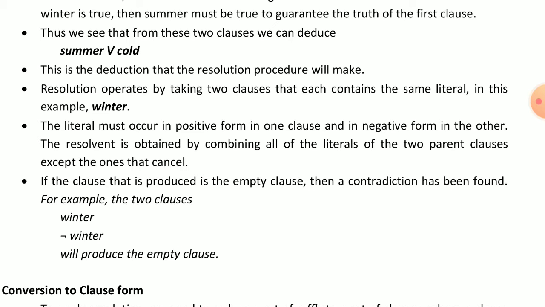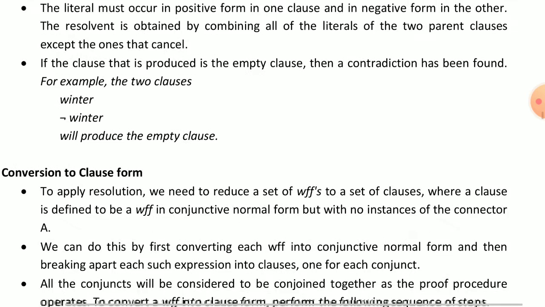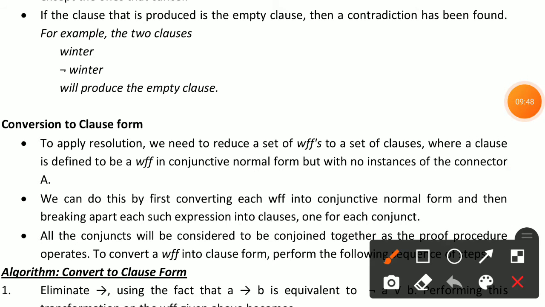Now we can take the example for two clauses. Like here we can consider the procedure, and then contradiction has been found. Okay, here the example is given: winter and not winter will produce the empty clause. Means we can say that the current season is monsoon. So it is not winter. Okay.